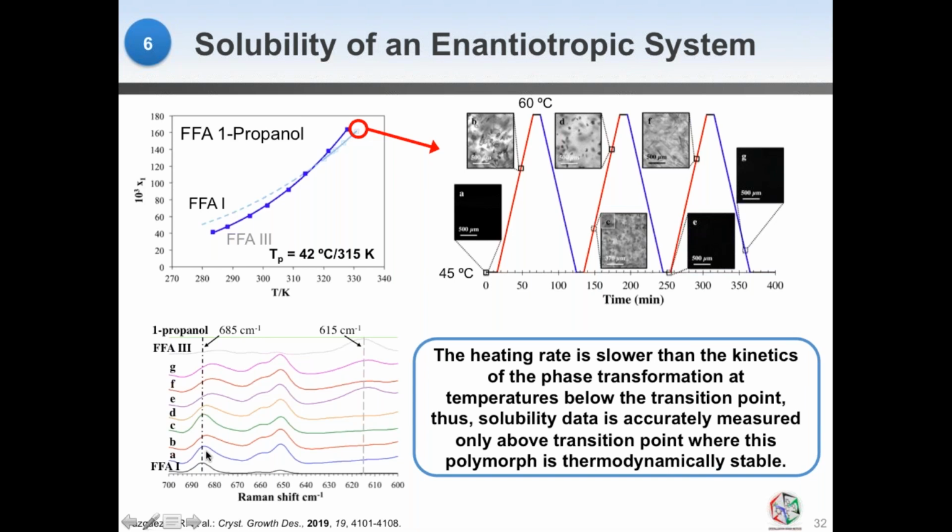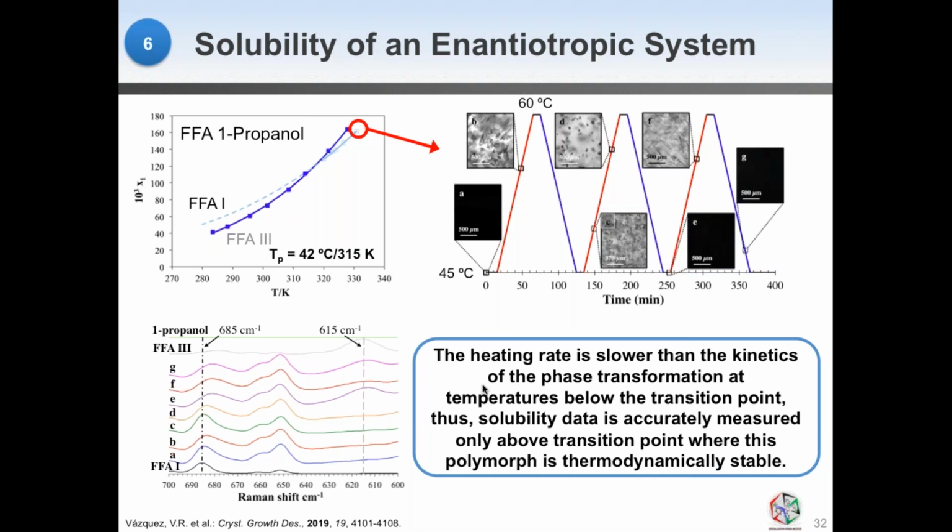However, by repeating cycles, we were then able to obtain, all of a sudden, form three. And therefore, we have to conclude here that we can only use the solubility data from cycle one. Cycles two and three lead to deviations from the solubility data reported for form one.